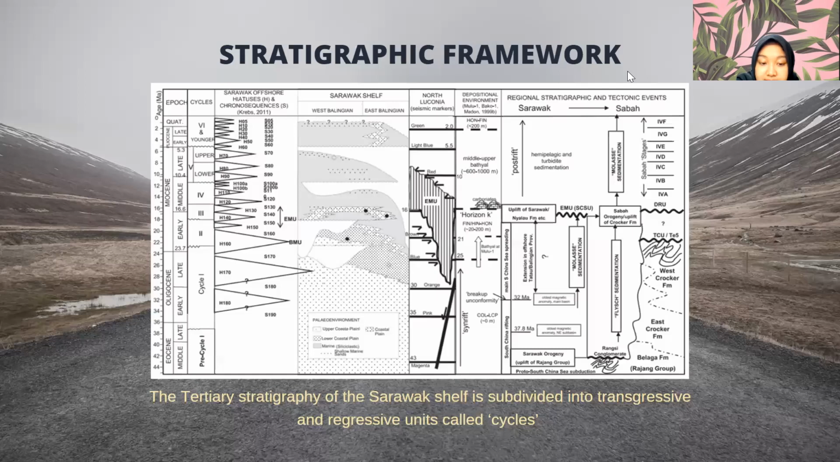Next is the stratigraphy framework. The sedimentation began with non-marine to coastal plain sediments in cycles 1 to 3 and became more marine from cycle 3 upwards. The cycle 1 sediments are regarded as the offshore subsurface equivalent of the Tatau and Nyalo Formation of Central Sarawak. Cycle 3 and older units don't have an onshore equivalent except in the Baram Delta region around Miri.